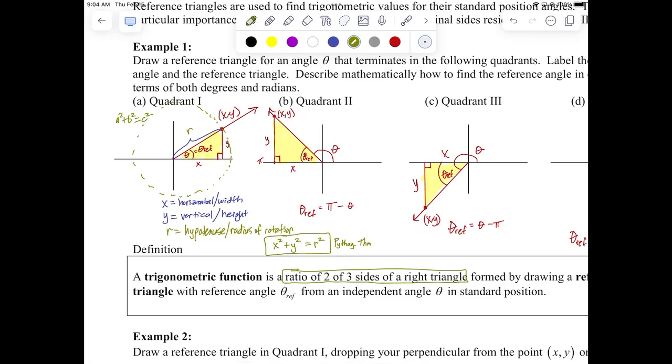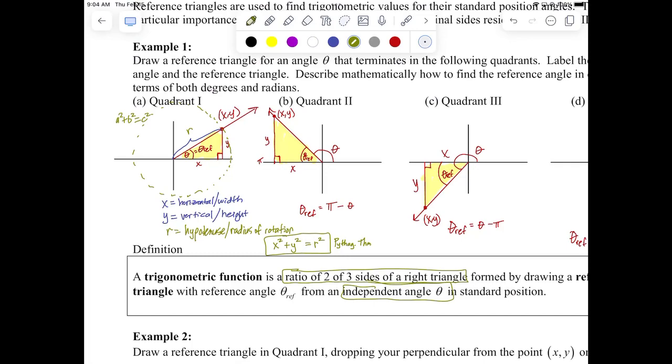So theta is your independent variable. You can start on the positive x-axis, and you can rotate counterclockwise in the positive direction or clockwise in the negative direction, and you can rotate as much as you want or as little as you want, but whenever you stop, you're going to land hopefully in one of the 4 quadrants. You can land on the axis. We'll talk about those in a little bit.